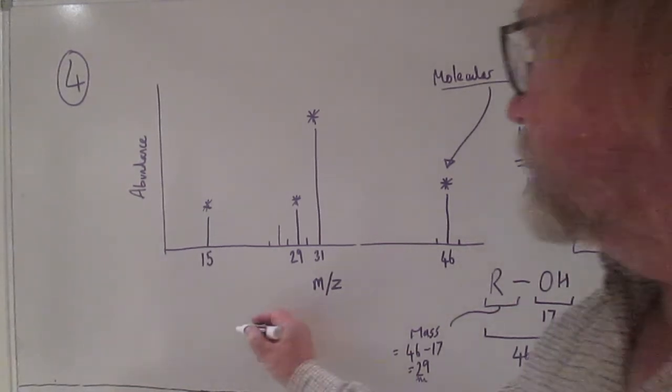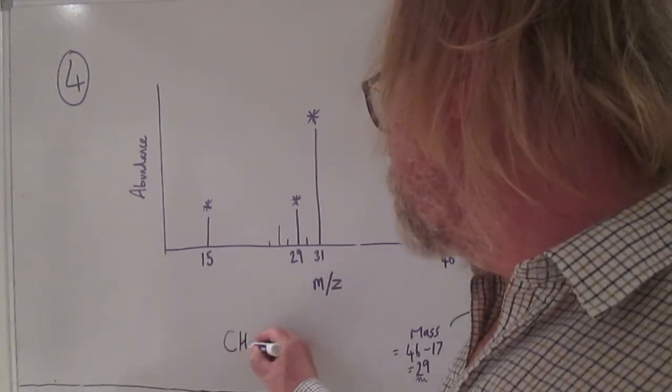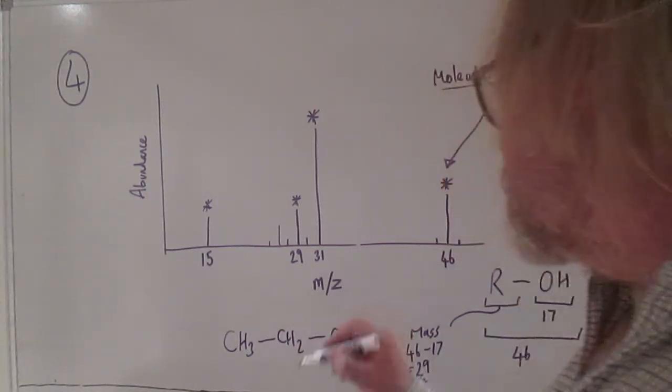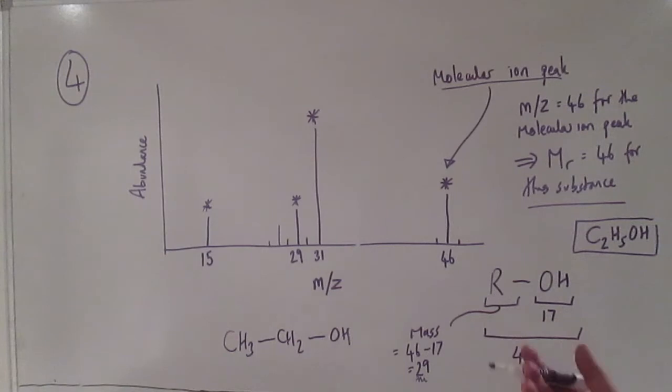That's ethanol. So we're talking about CH3CH2OH. And we can tell that just from the molecular ion peak. We didn't actually need any information from the fragments in that case. But because this is an exercise, we can see if we can identify the fragments just to help us understand how this method is useful.